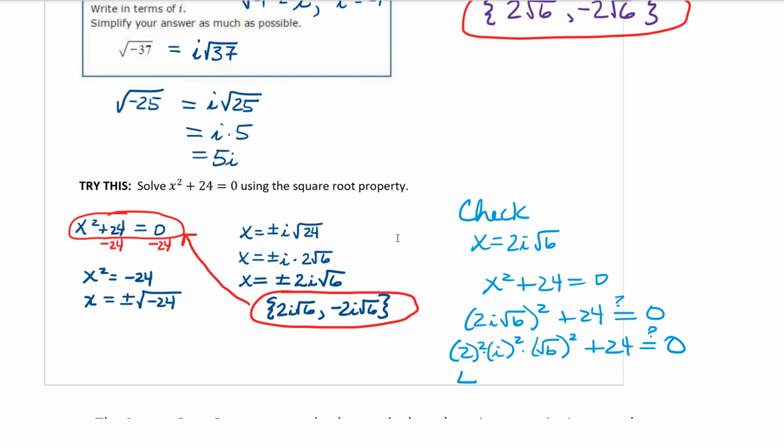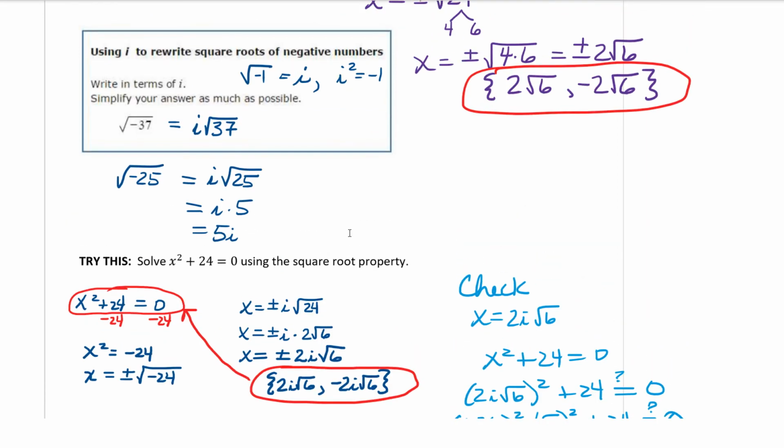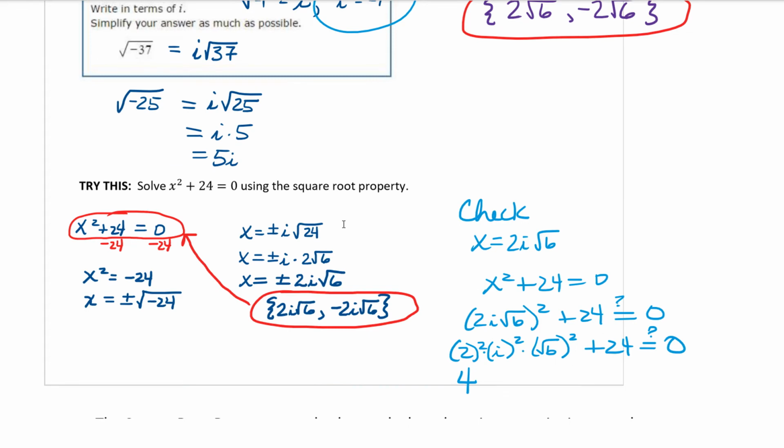Well, 2 squared is 4, and i squared, by definition, recall i squared was -1. So i squared is -1, and then square root of 6 squared, when you square a square root, those operations reverse each other, so you're just going to have 6, plus 24. We want to know, does that equal 0? Well, 4 times -1 times 6 is -24, and if you add 24 to that, yes, you do get 0.